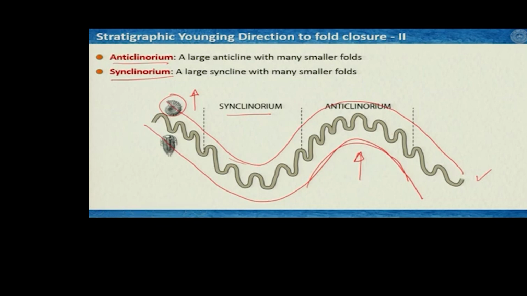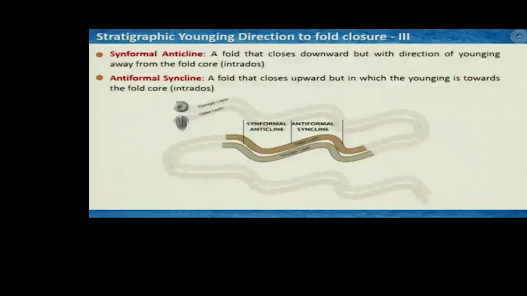So we learned syncline, anticline, and now we learned anticlinorium and synclinorium. The picture becomes a little complicated when this stratigraphic Younging direction reverses, and we will see this in the next slide. The first one we will take is synformal anticline, and then we will take antiformal syncline.